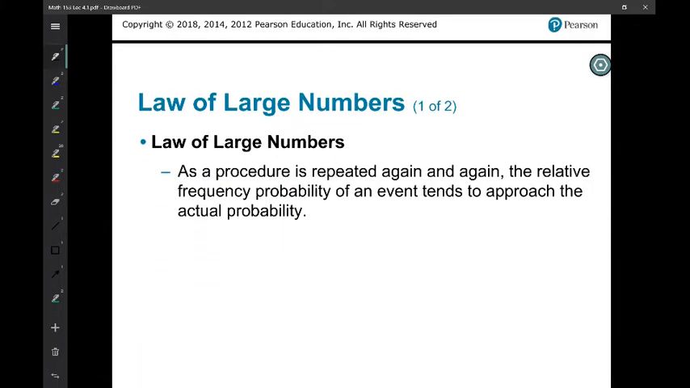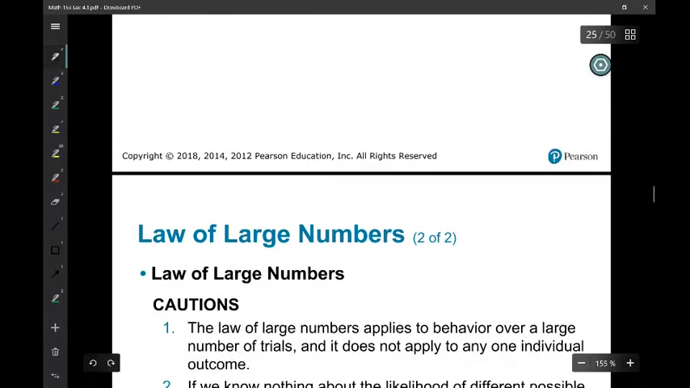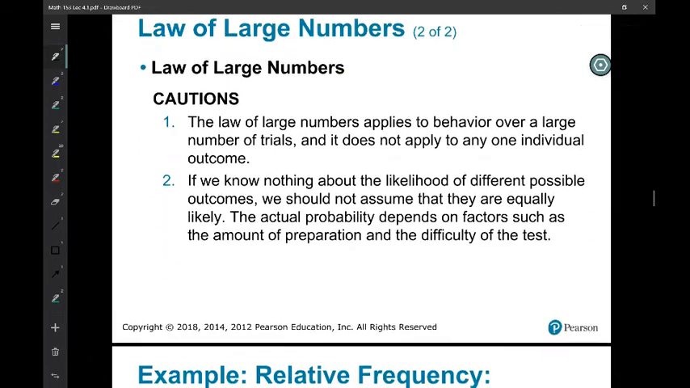The law of large numbers is that for procedures repeated again and again, the relative frequency probability of an event tends to approach the actual probability. Some things we need to look out for, though, are that the law of large numbers applies to behavior over a large number of trials, and it certainly does not apply to any one individual outcome. And if we don't know anything about the likelihood of different possible outcomes, we should not assume that they are equally likely.